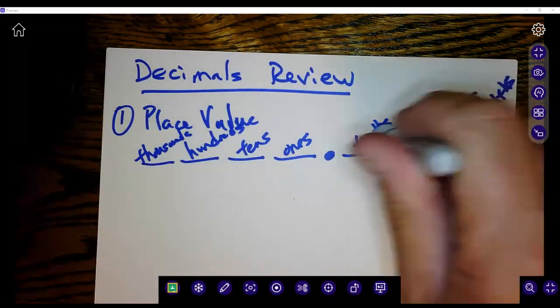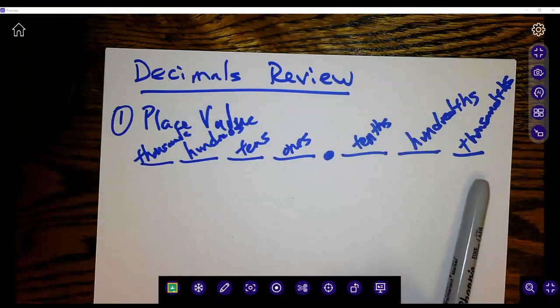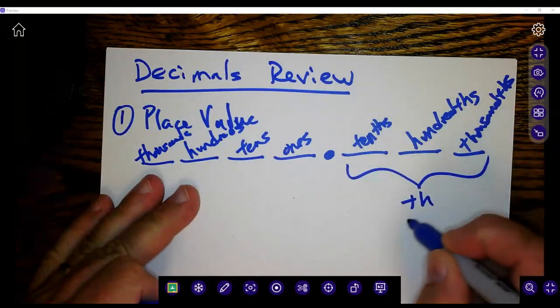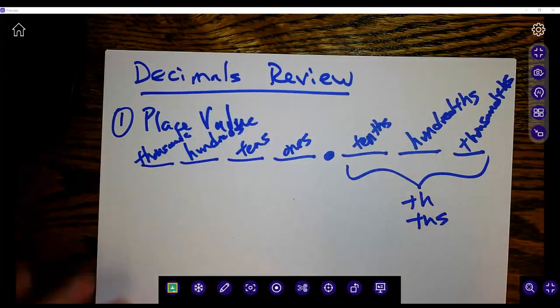but they're going to use these words on the GED. You've got to know what those words are. Remember that everything after the decimal point ends in THS. All of them end in TH or THS. Anything after the decimal point.